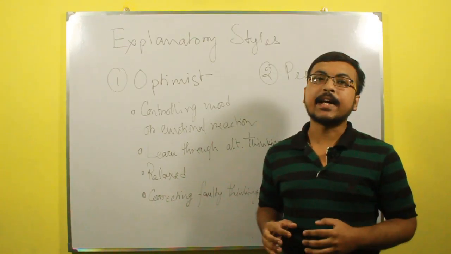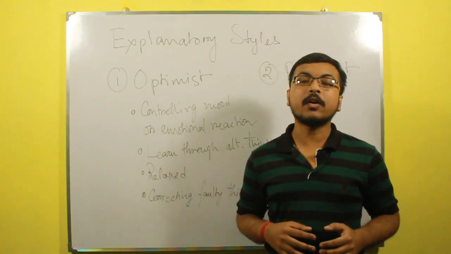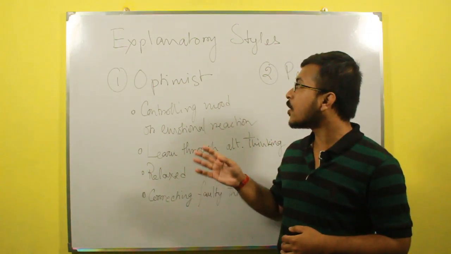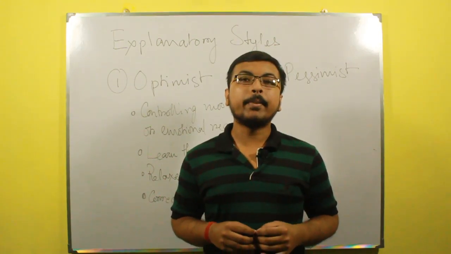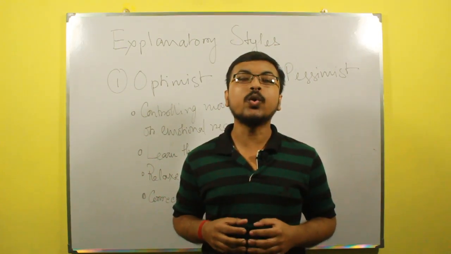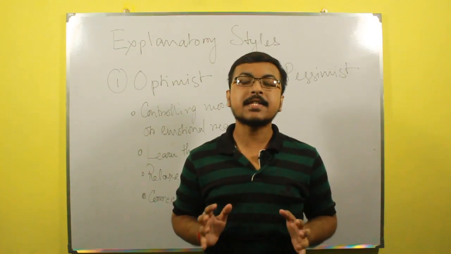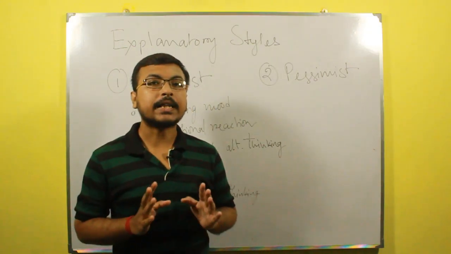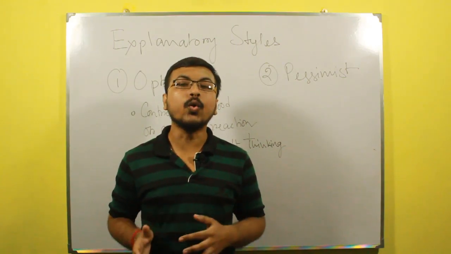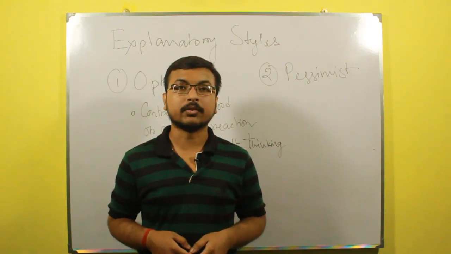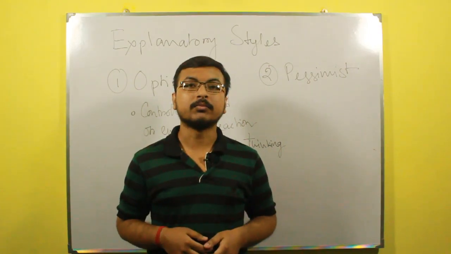Now we will discuss explanatory style. There are two types of explanatory style, that is optimist and pessimist. Optimists are people who always tend to look for positive outcomes. For an optimist, a glass is half full. On the other hand, pessimists are people who always tend to look for negative outcomes. For a pessimist, a glass is half empty.